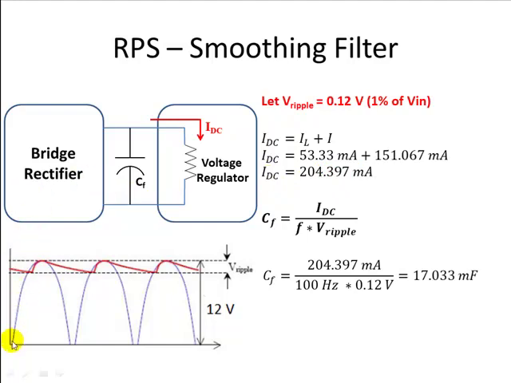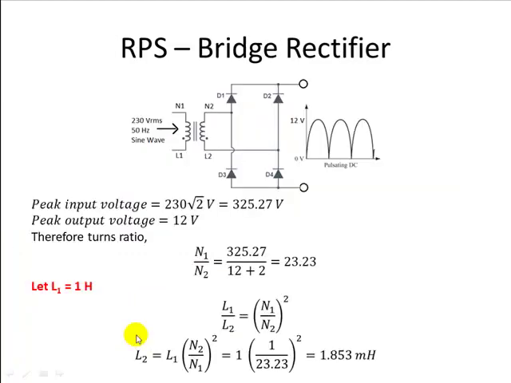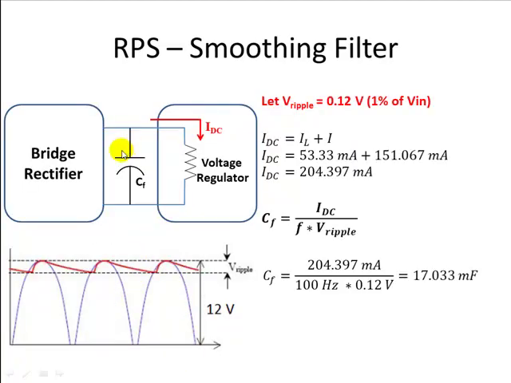The output of a bridge rectifier is pulsating DC, as shown in this graph here. Adding this capacitor will convert this pulsating DC into a relatively smoother signal, but it will have a ripple that is shown in red color. So this is the peak to peak ripple voltage that we get. It is not pure 12 volt. What I need is 12 volt, but I don't get pure 12 volt. It is a ripple superimposed on 12 volt.